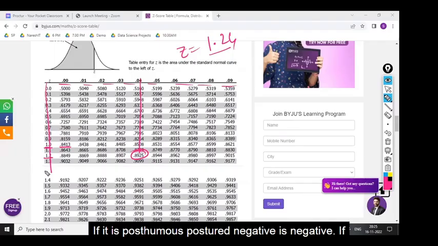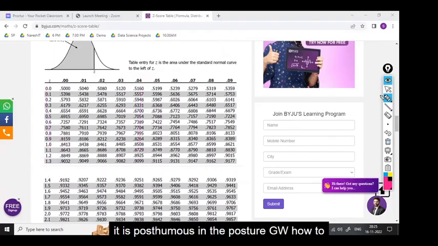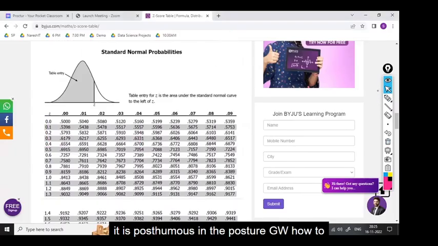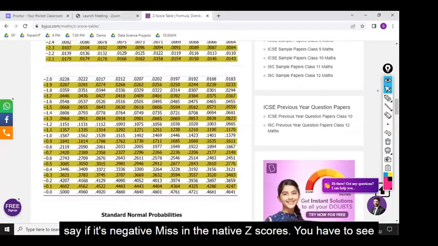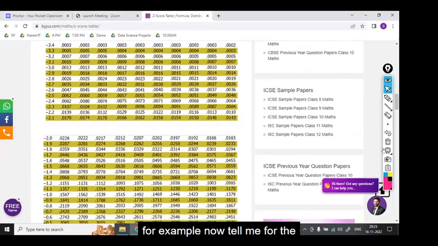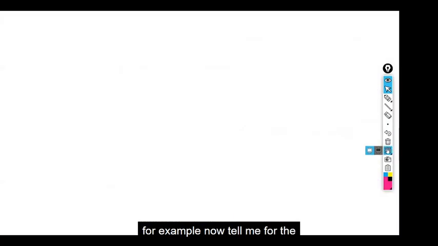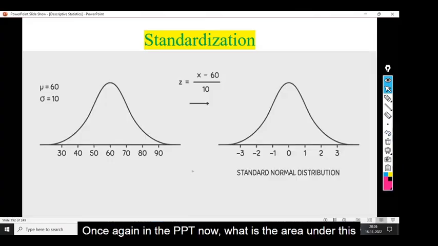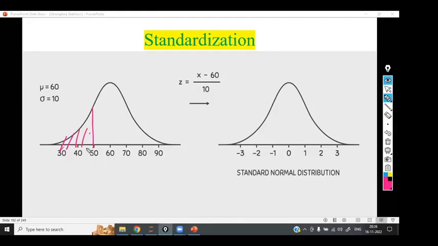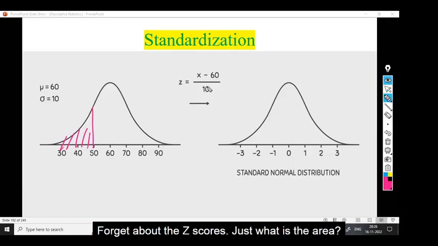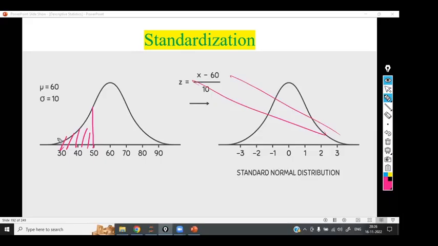If it is positive, you have to look in the positive Z table. If it is negative, you have to look in the negative Z scores. For example, now tell me for the same example, once again in the PPT, what is the area under this one? Forget about the Z scores. Just what is the area?